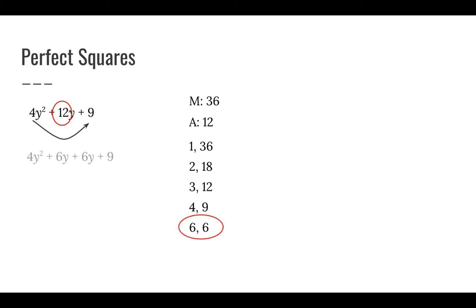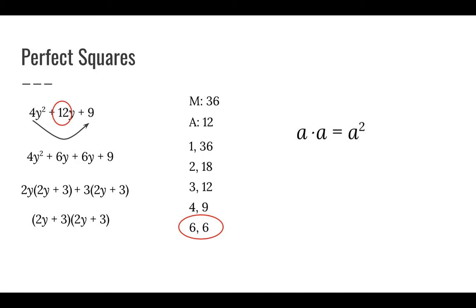I take a 6 and the other 6, and I replace the 12 with a 6y plus 6y, and I go through and do all of my grouping steps again. Between the first two terms, they have a 2y in common. So after I factor 2y out, I have 2y plus 3 remaining. The last two terms, 6y plus 9, they have a common factor of a positive 3. So I get my second parenthesis to match up. I factor out my common parenthesis, and I have 2y plus 3 times 2y plus 3. Now I've got two of the exact same parentheses.